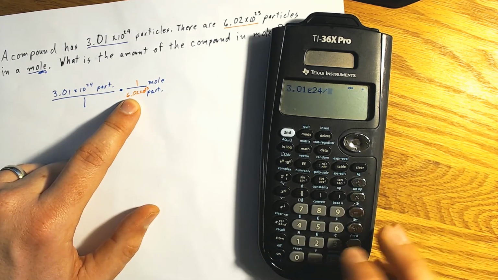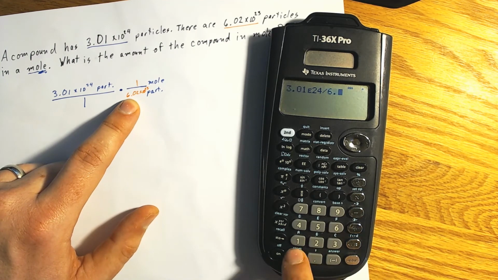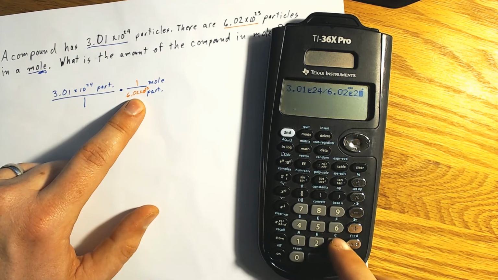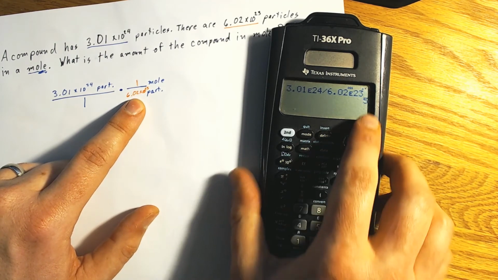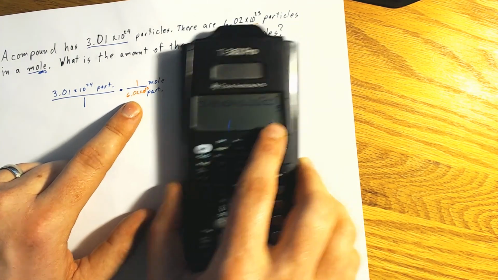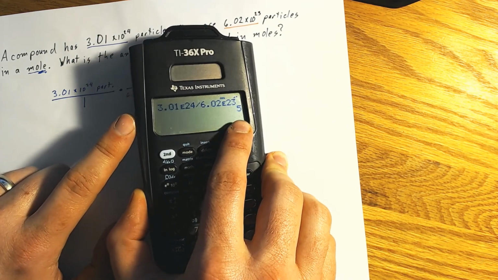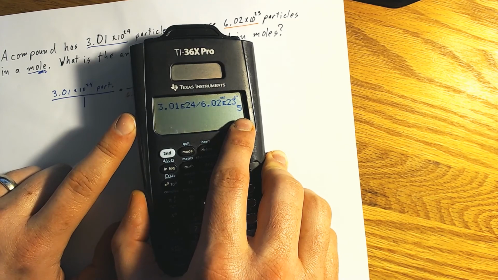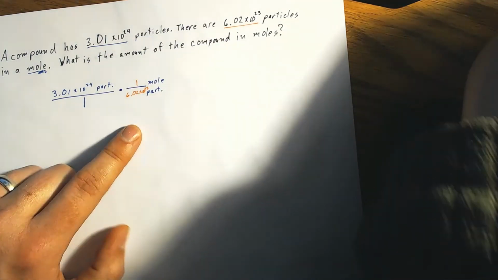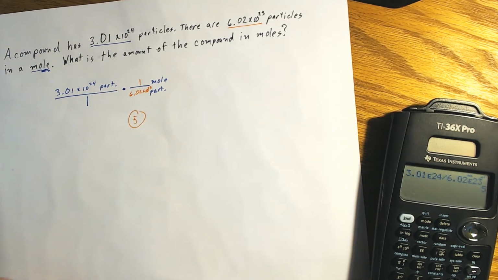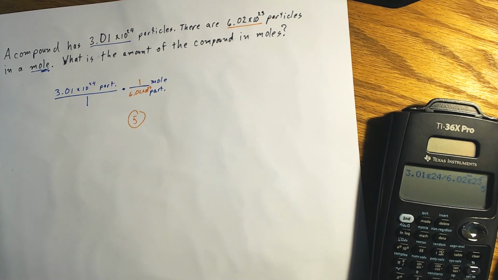So divided by 6.02 times 10 to the 23rd, and then enter. You can see, as best you can with the light in this terrible video, the answer is 5. And that's all there is to that problem. Adios.